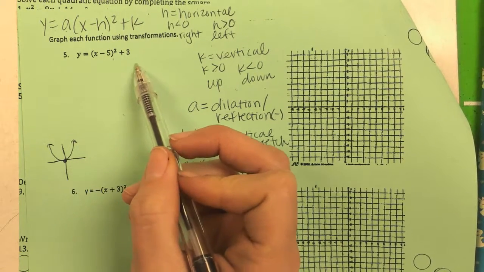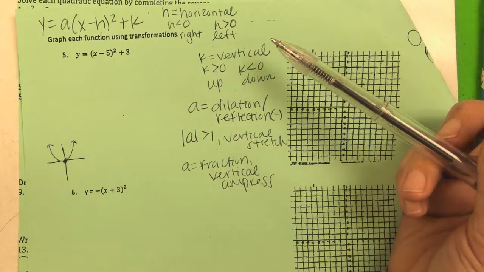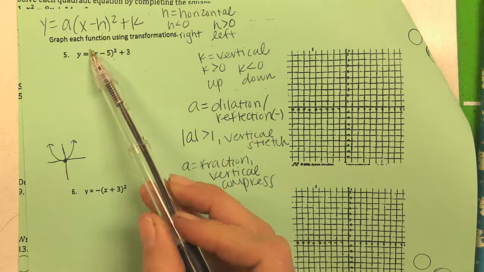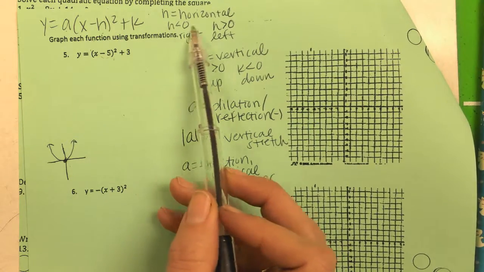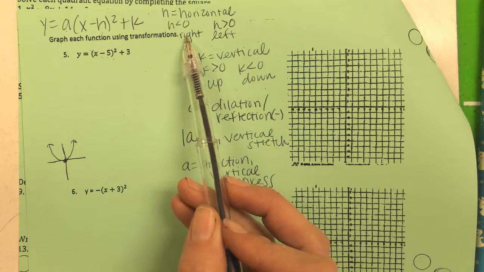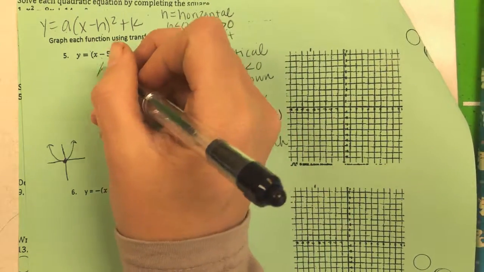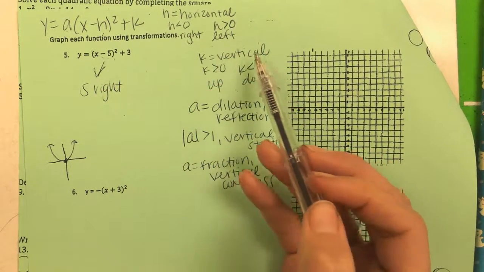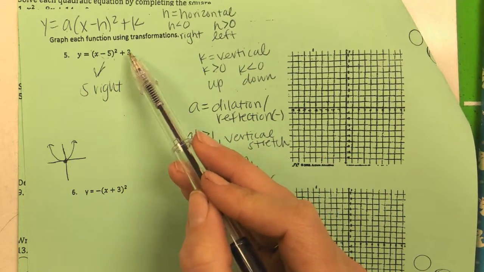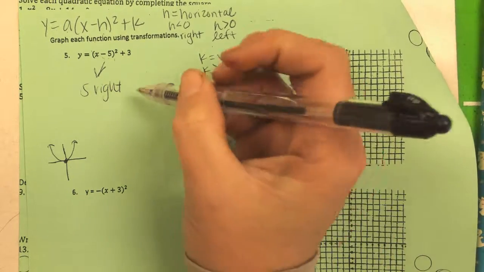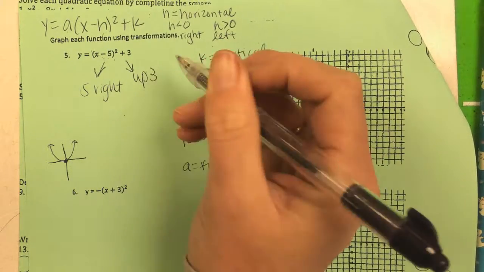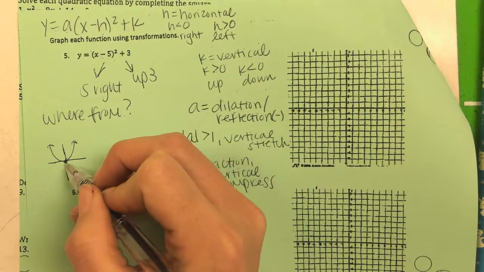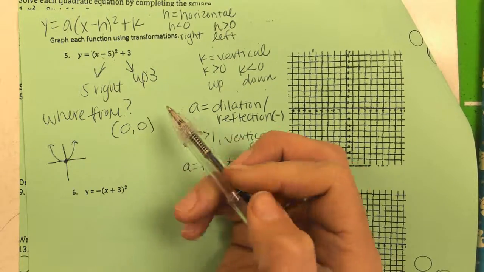Now we're going to graph this one using what we know about transformations. So the negative 5 is going to be moving on your x-axis, horizontal, and negative 5 is less than 0, so this is going to move your graph 5 to the right. This one's going to be moving on your y-axis, it's vertical, because it's plus 3. It's greater than 0, so it's going to be moving up 3. And where from? We know that the parent graph starts at 0, 0. So that's where we're going to move from.